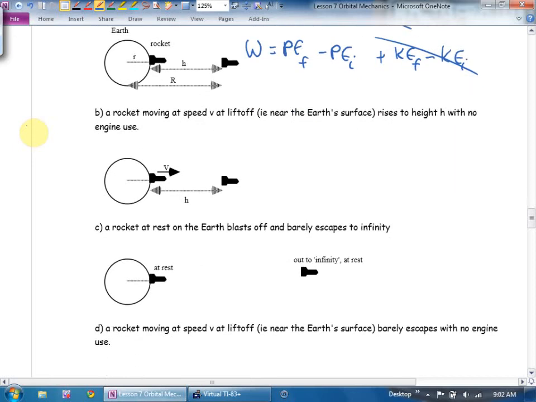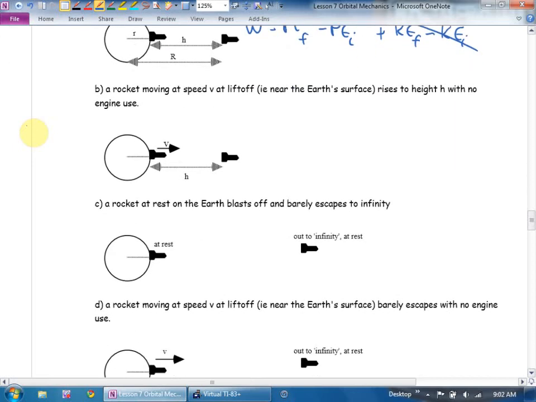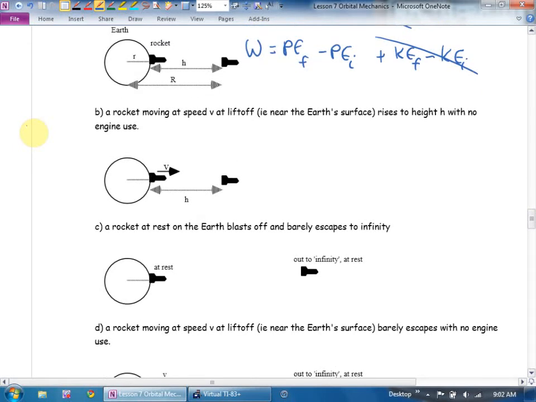A rocket moving at speed V at liftoff near the Earth's surface rises to a height H with no engine use. Okay. This time, I think you would have this. Work is going to be potential energy final minus potential energy initial plus kinetic final. Because it says rises to a height, I think your final is still zero, but you'd still have some initial kinetic energy because this time it says we're already moving near the Earth's surface. Right?